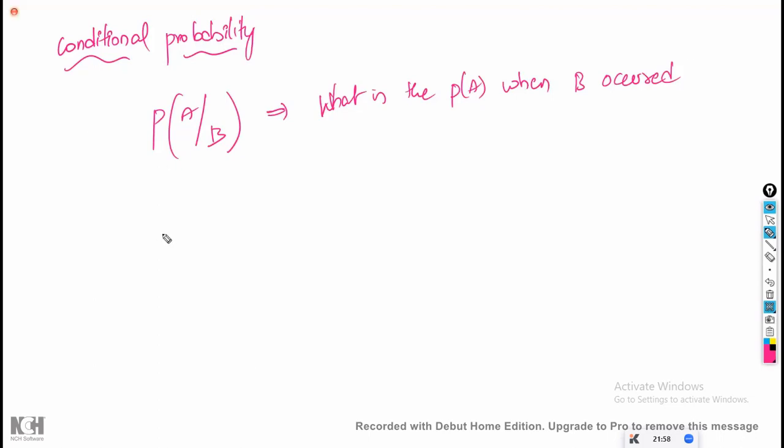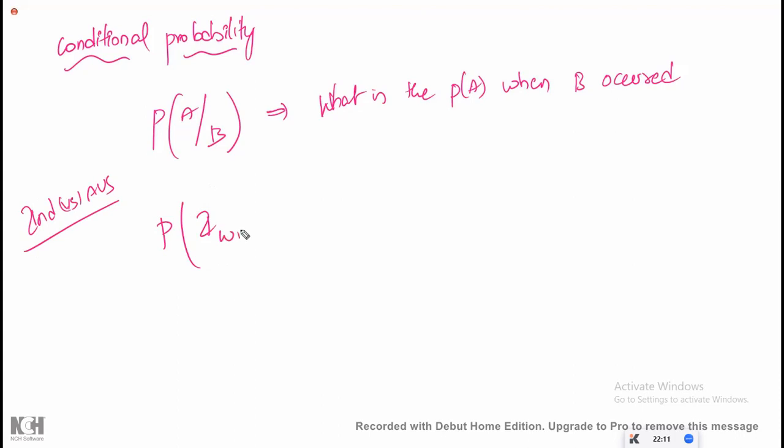Sir, what is the meaning of this? For example, let us take India and Australia. There is a cricket match between India and Australia. There, we calculate the probability of India winning and the probability of India losing the match. We are having two options: whether India is going to win or going to lose the match.